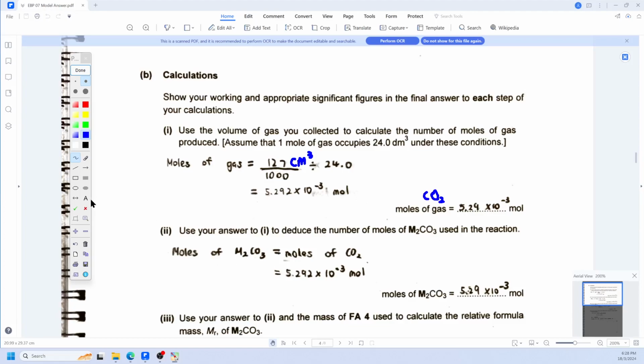Looking at the question just now, what's the ratio? The ratio is a 1:1 ratio. Therefore, the moles of carbon dioxide and the moles of M2CO3 are the same.